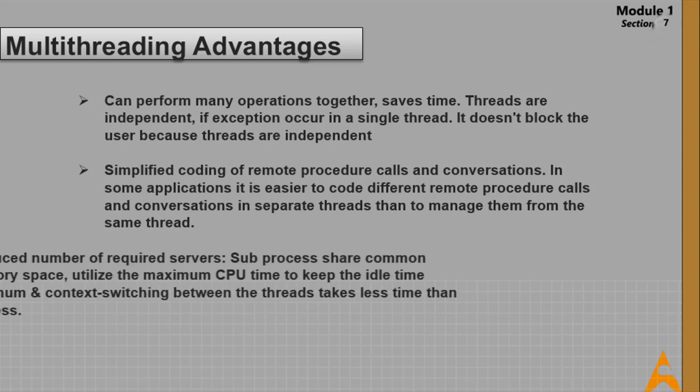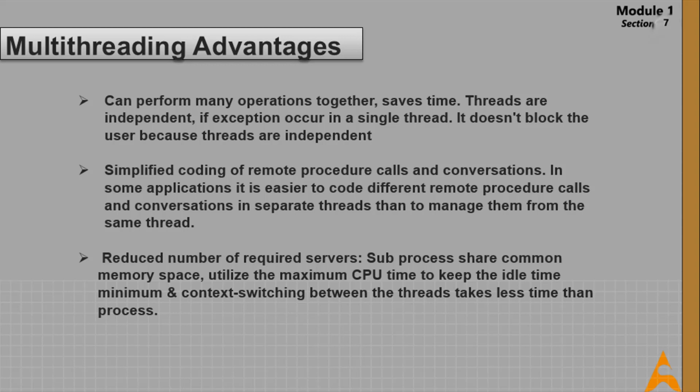And it has reduced the number of required servers. Sub-processes share common memory space, utilize the maximum CPU time to keep the idle time minimum, and context switching between the threads takes less time than between processes.